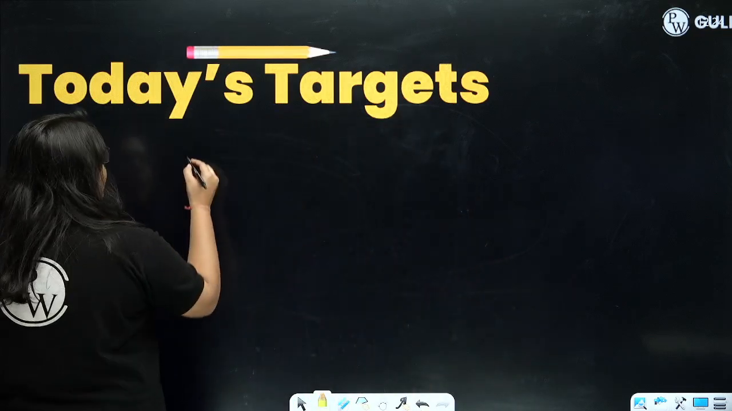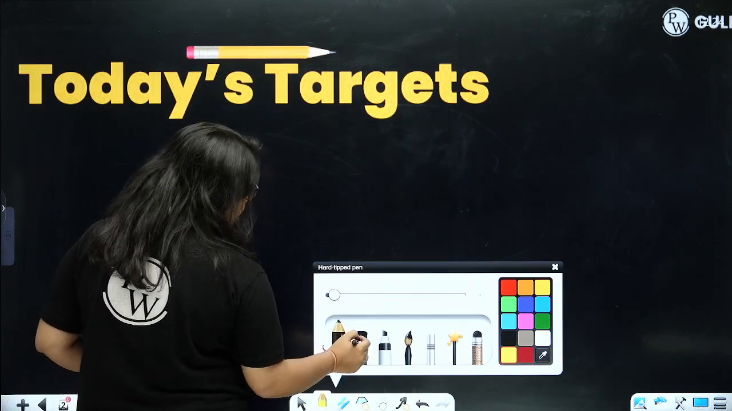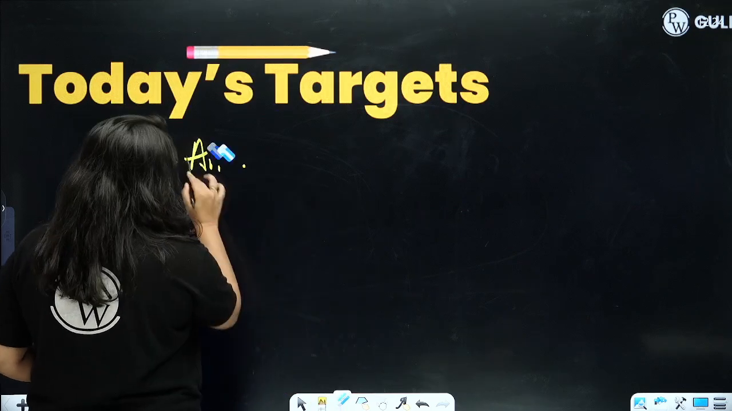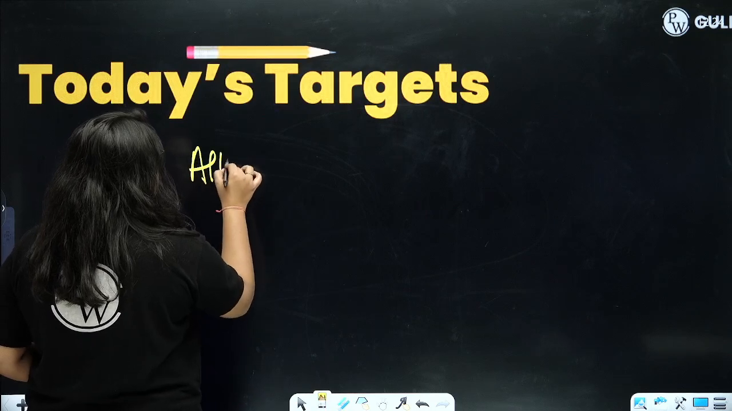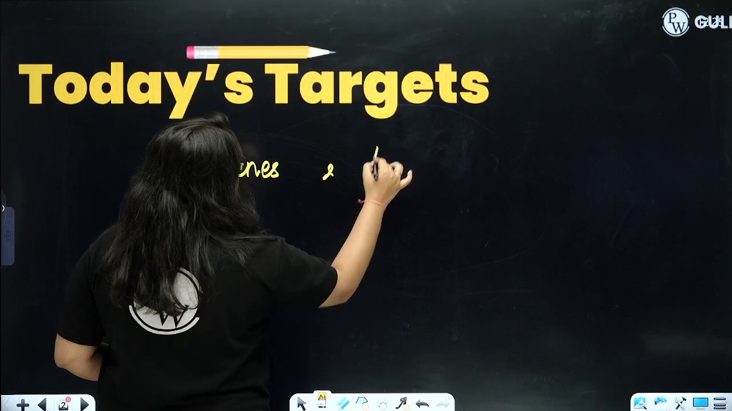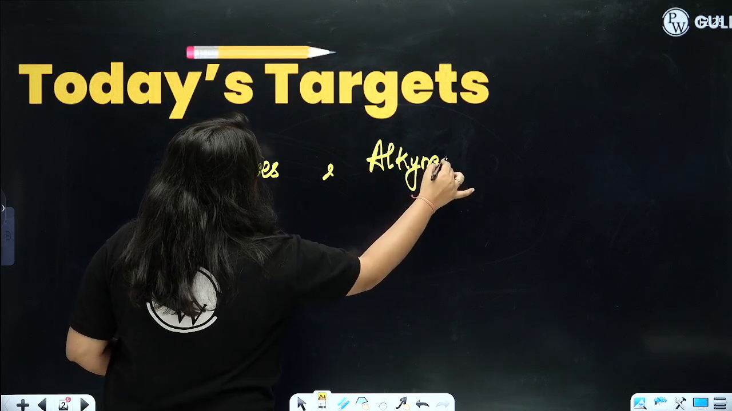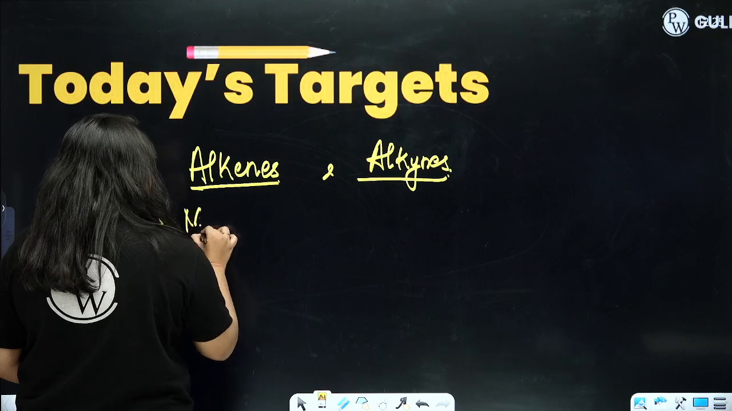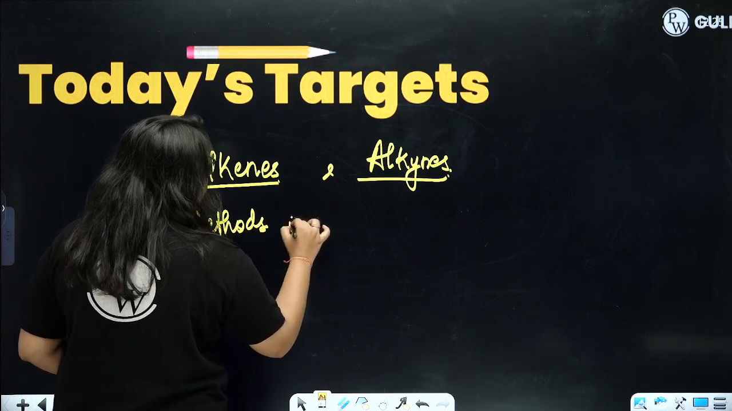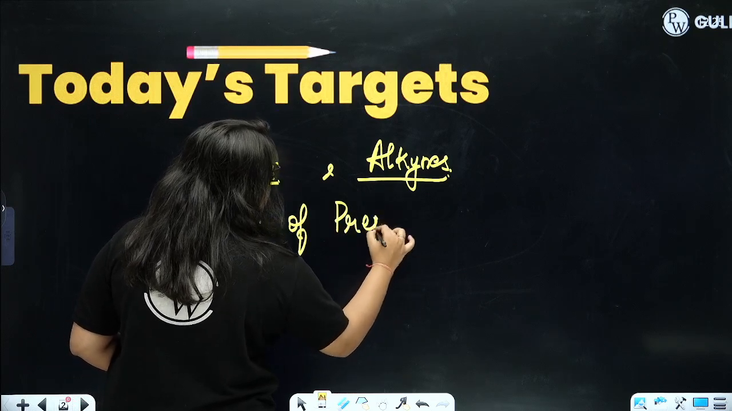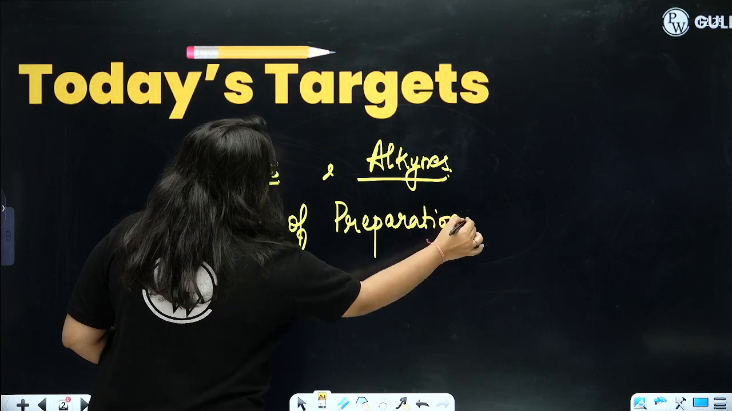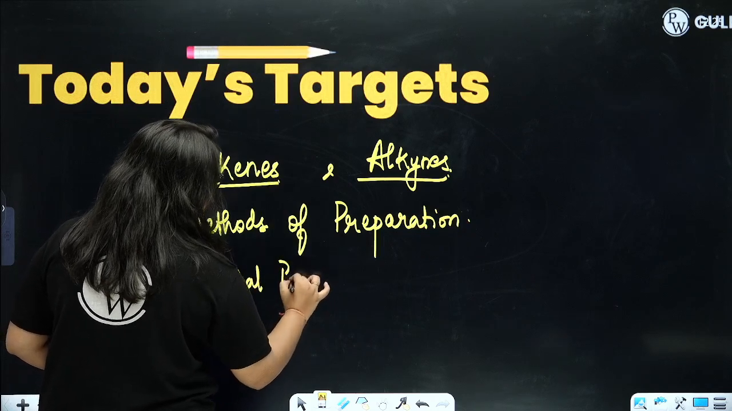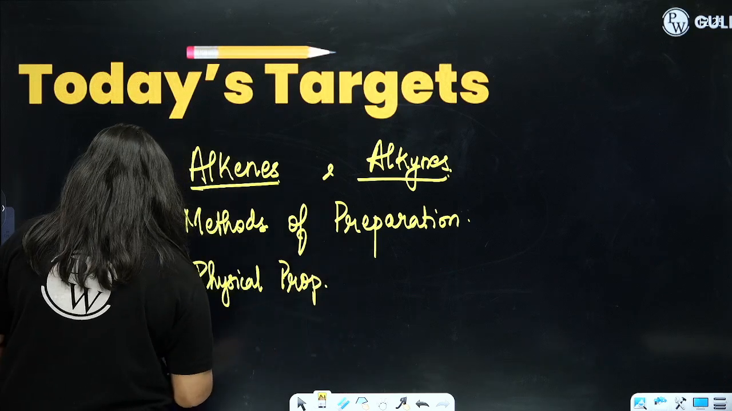So what are we going to do today? Today we are going to talk about alkenes and alkynes. Under alkenes and alkynes, we will be learning about their methods of preparation. Once we are done with the methods of preparation, we will then talk about their physical properties and finally their chemical properties.